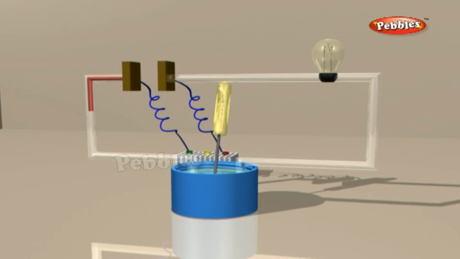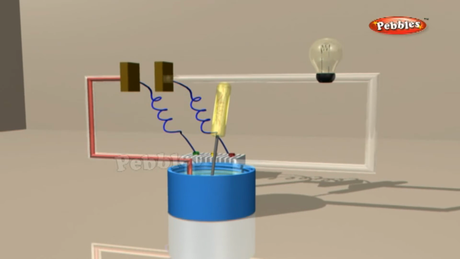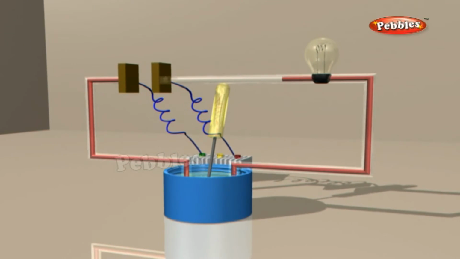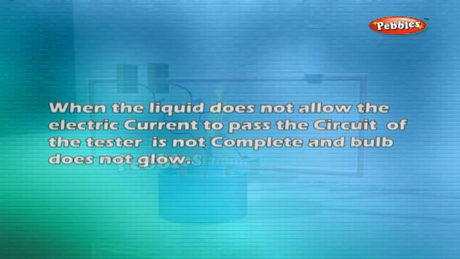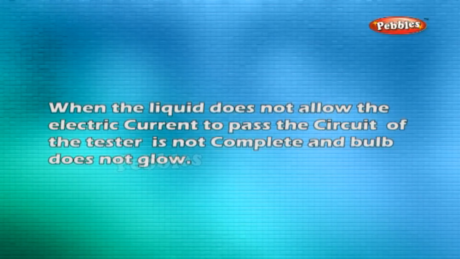When the liquid between the 2 ends of the tester allows the electric current to pass, the circuit is complete and the bulb glows. When the liquid does not allow the electric current to pass, the circuit of the tester is not complete and the bulb does not glow.